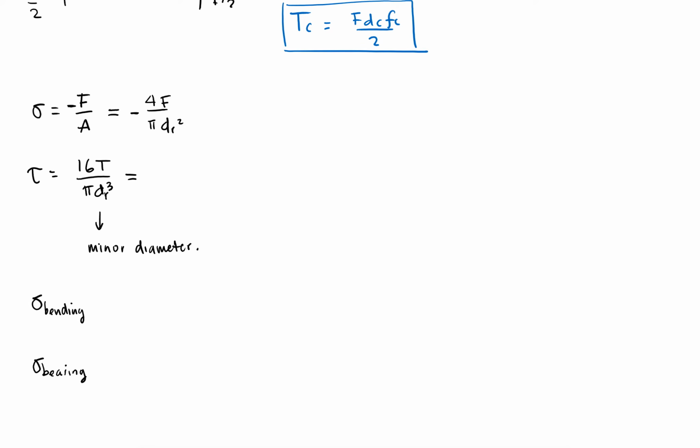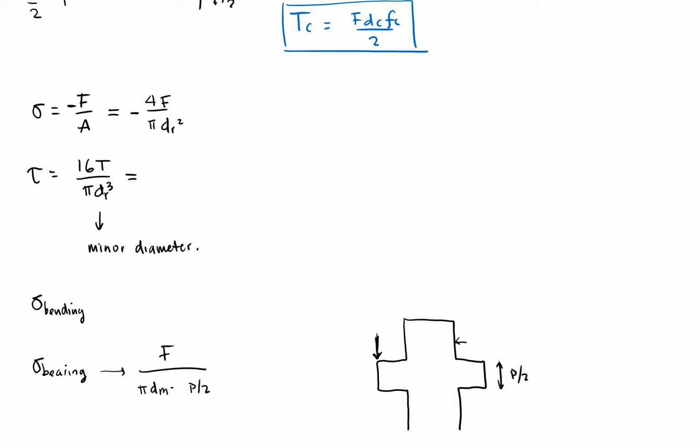If we're looking at the bearing stress, let's say I only have one right here. Well, this works for both actually. So if I have the force, there's going to be a bending like I explained before, but for the bearing I would have the force divided by the area, which would be the surface area of the thread. So basically a circumference pi dm times p over 2, where p is the pitch divided by 2, same for this if we're doing the square threads.